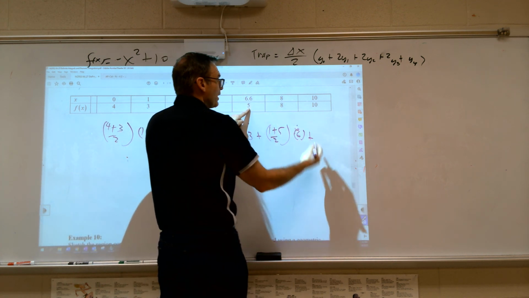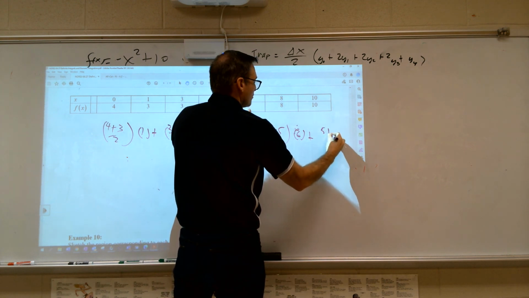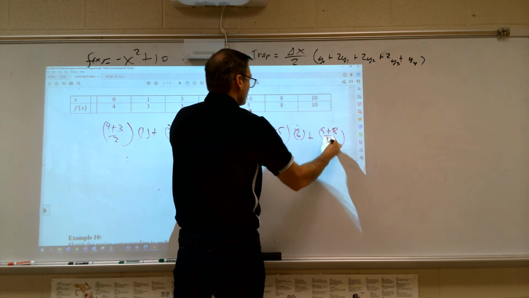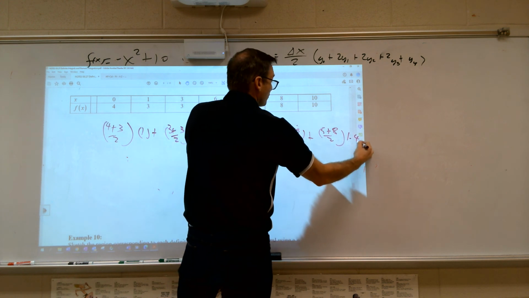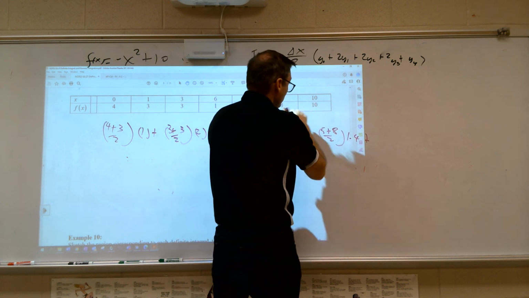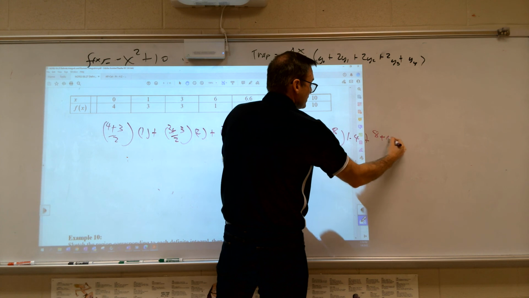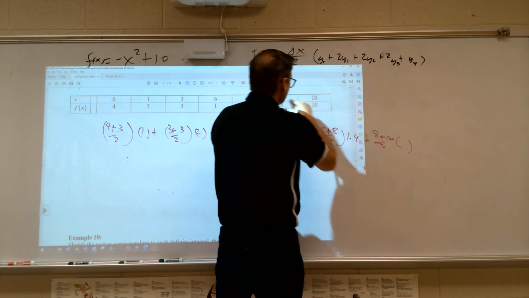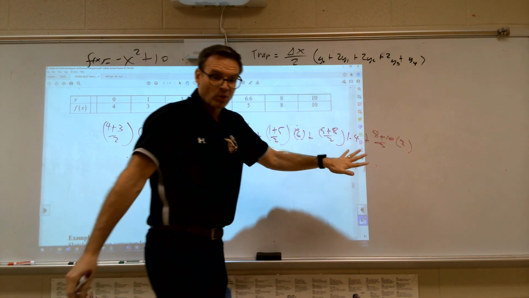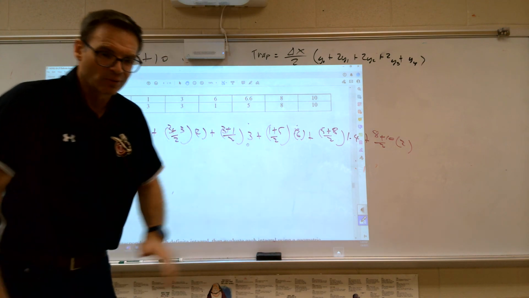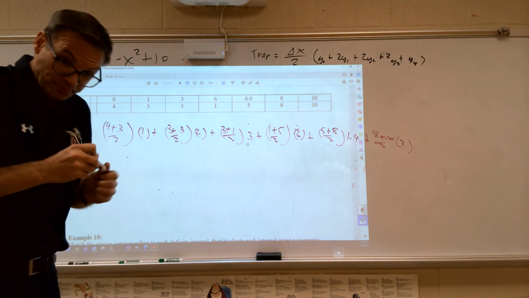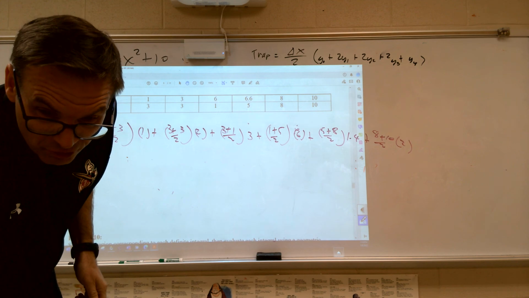This one, average of your bases, that's going to give us 5 plus 8 over 2 times your height, which in this case is 1.4. And then here, average of the bases, 8 plus 10 over 2 times your height, which from there is 2. And I'm not even going to work this out because it's just some ugly decimal that I don't really care about. All right, so first I'm going to pause.